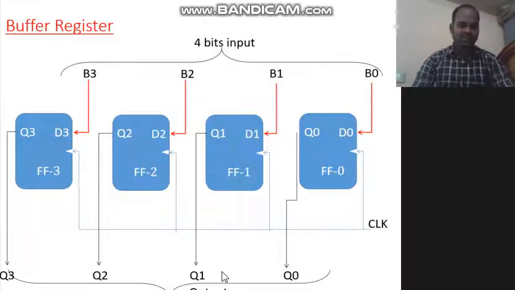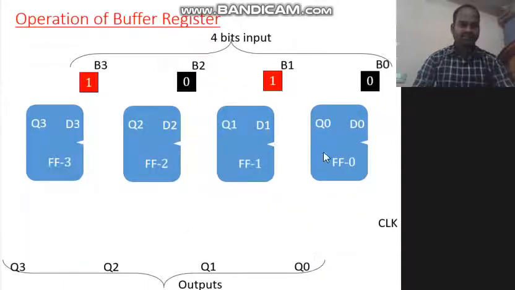These are the 4 outputs. This is the structure of the 4-bit buffer register, and the operation of this 4-bit buffer register is like this. There are 4 D flip-flops, 4 inputs B0, B1, B2, B3 corresponding to the 4 D flip-flops, and corresponding 4 outputs Q0, Q1, Q2, Q3 respectively, and the clock pulse is applied. Now I want to apply 4-bit data B0, B1, B2, B3 to these D flip-flops, so that B0 data is 0, B1 data is 1, B2 data is 0, B3 data is 1.